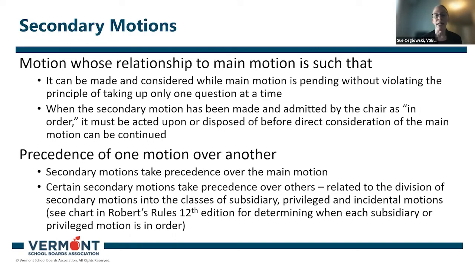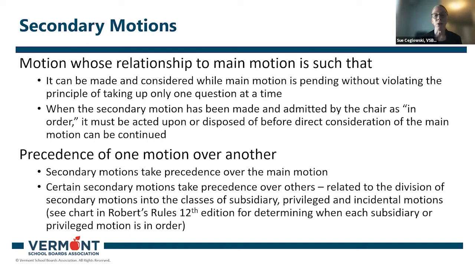And this is related to the division of secondary motions into classes of subsidiary, privileged, and incidental motions. There's a chart at the back of the Robert's Rules 12th edition that illustrates when each subsidiary or privileged motion is in order. The main motion, the 7 subsidiary motions and the 5 privileged motions fall into a definite order of preference, which gives a particular rank to each of these 13 motions.